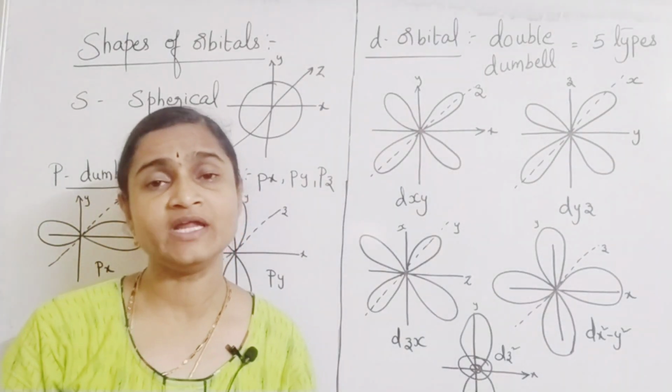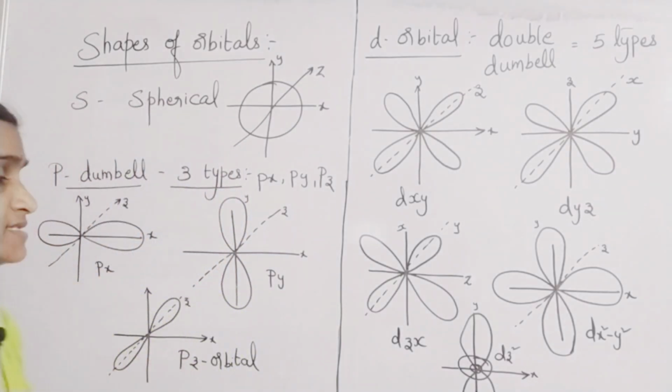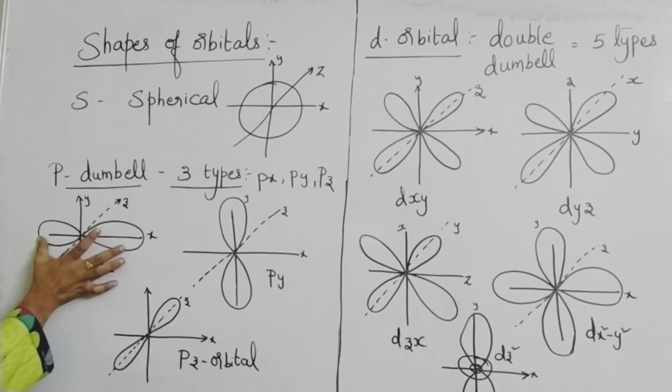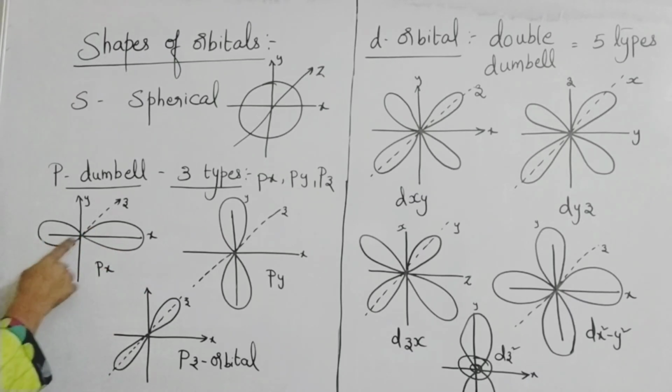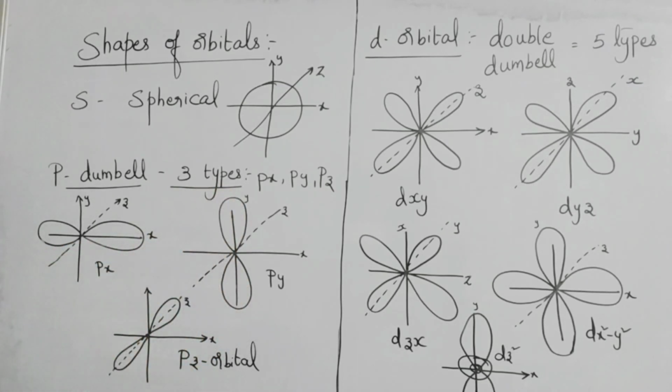Based on the axis along which the electron density is distributed, the names are given. Px means along the x axis the electron density is distributed. That's why it is horizontal, the px orbital. If the electron density is distributed vertically along the y axis, then you call it the py orbital. If the electron density is distributed diagonally along the z axis, then you call it the pz orbital. So p orbitals are of 3 types: px, py and pz.